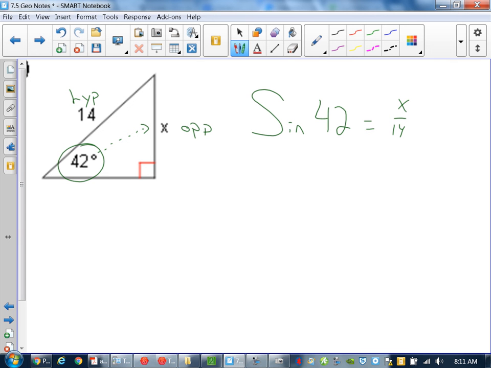Now, I'm not worried about pressing buttons here. I don't care about pressing buttons. I just want to be able to set this up. Yes, ma'am? That would be wrong, because the sine is always the opposite over the hypotenuse. That's how that would have to work.